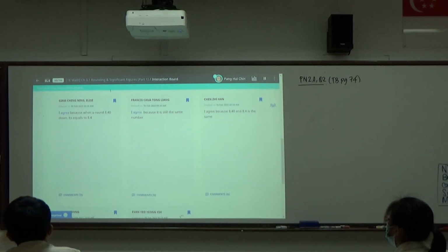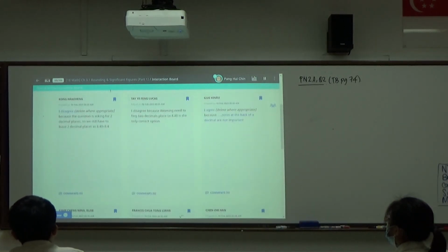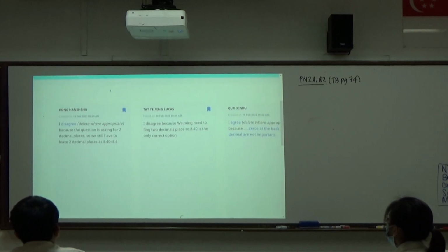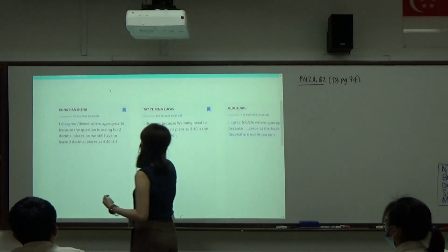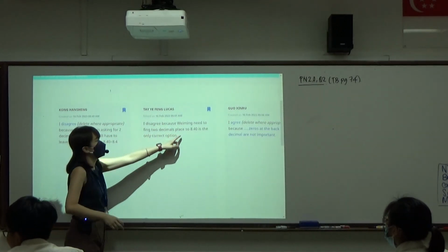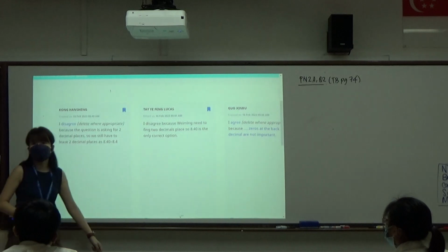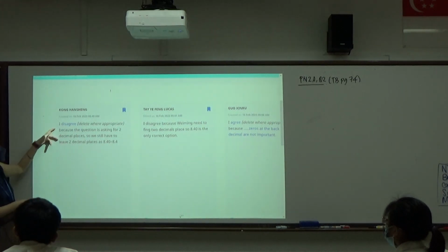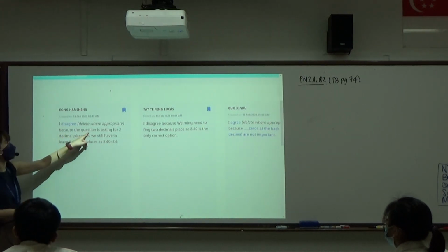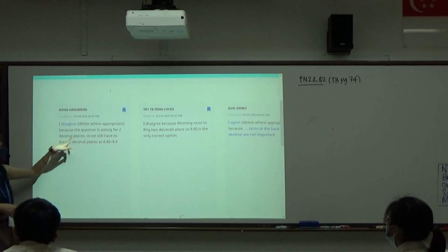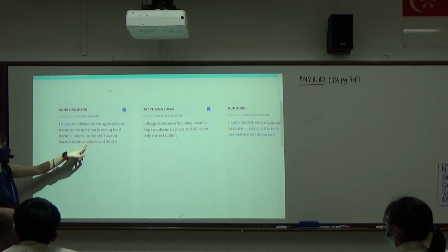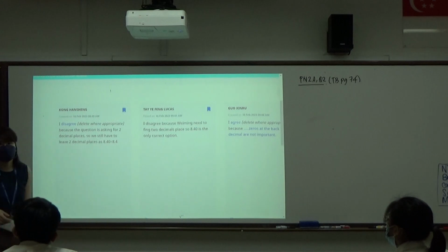However, we have people who also disagree because, as Lucas says, we may need to find 2 decimal places, so 8.40 is the only correct option. Whereas Hanshan also says something similar: because the question is asking for 2 decimal places, we still have to leave 2 decimal places, as 8.40 equals 8.4.